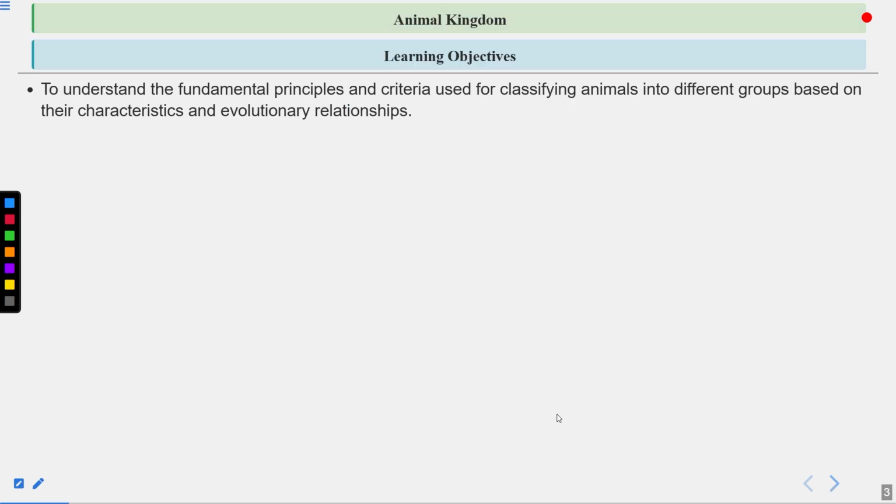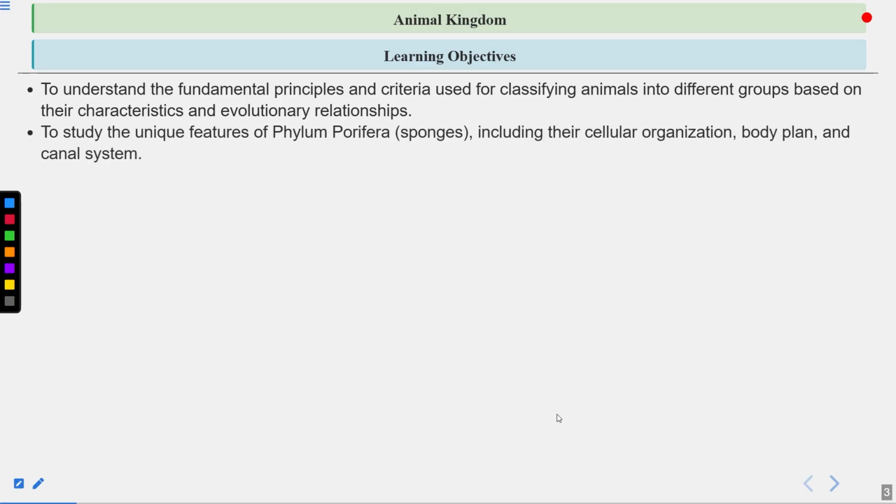Learning objective of today's session: to understand the fundamental principle and the criteria used for classifying animals into different groups based on their characteristics and evolutionary relationship. Second, to study the unique features of the phylum Porifera, because today we are studying the phylum Porifera, so we will study the unique features of phylum Porifera, including their cellular organization, body plan and canal system.